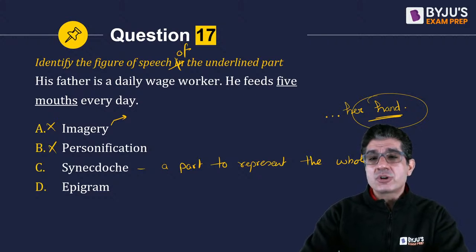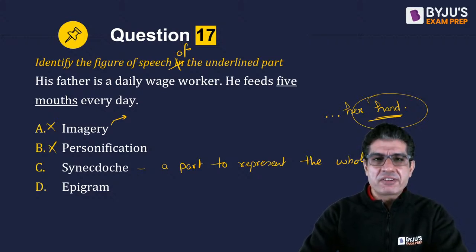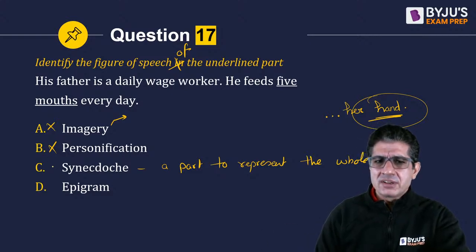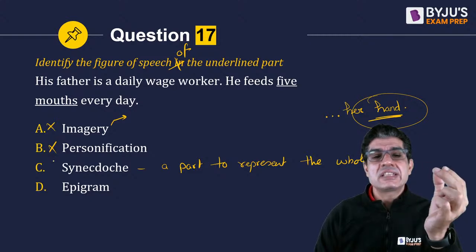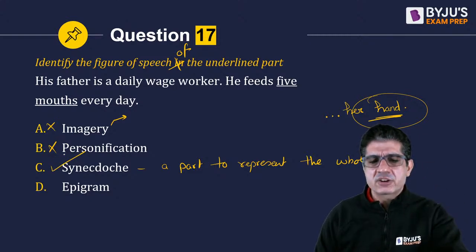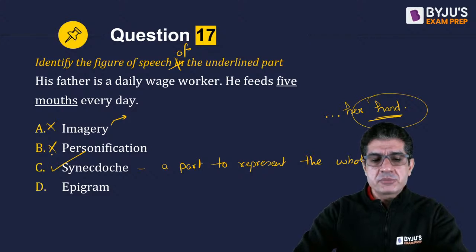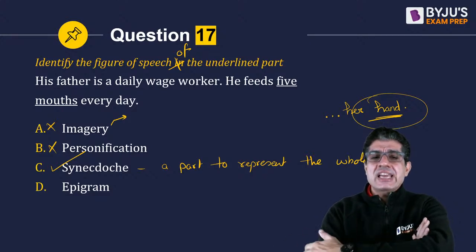So in this case, you notice he says he feeds 5 mouths every day. So he's not feeding just the mouth, he's actually feeding the persons behind them. So here mouth is used to represent the entire person. So it's definitely a synecdoche. Then, absolutely. The fourth one is epigram.